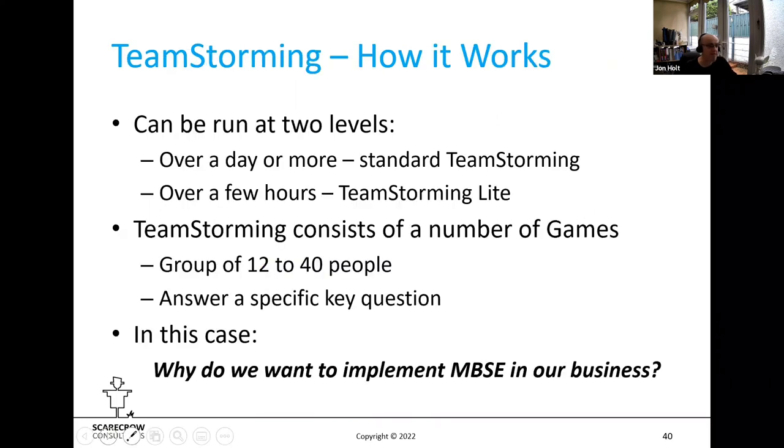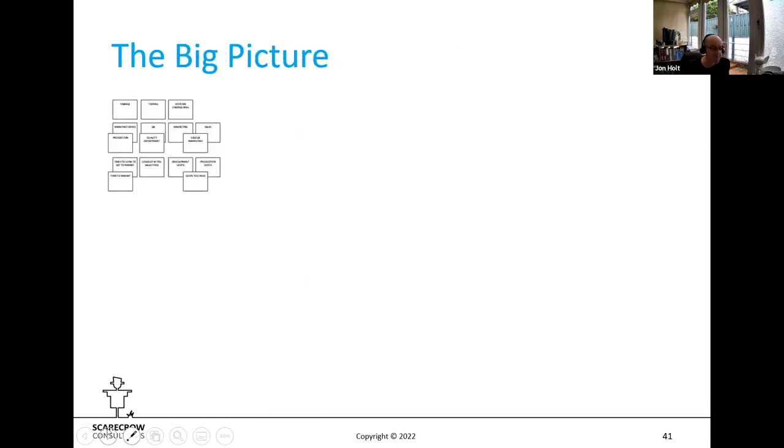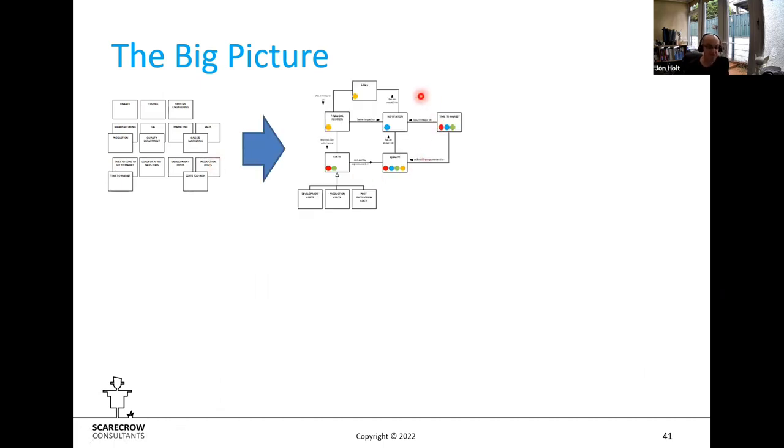Basically, the way this works is we run a number of games. We play a number of games with the participants, and we have post-it notes and we draw pictures of things and so on. We come up with storyboards and we answer a specific question. In this case, it's why do we want to implement MBSE in our business? So we play various games. For example, we'll get people to put post-it notes of their main concerns on the board. We will prioritize those concerns using dot voting.